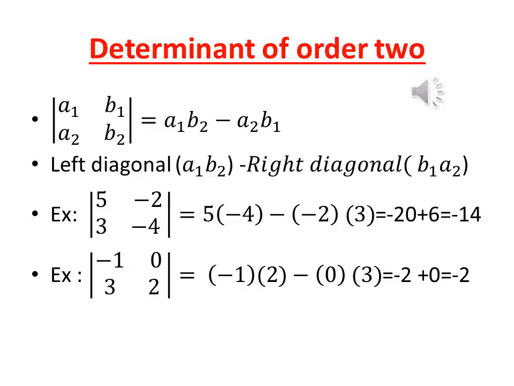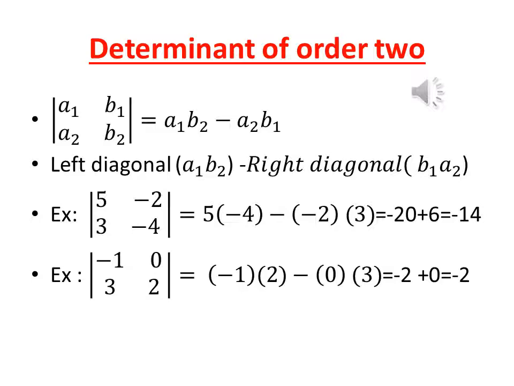As an example, a determinant of order 2 has the values 5, negative 2, 3, negative 4. What's the value of the determinant? Multiply 5 times minus 4, minus, minus 2 times 3. So 5 times minus 4 is minus 20. Minus 2 times 3 is minus 6, so minus 20 plus 6 is minus 14. Don't forget the minus.